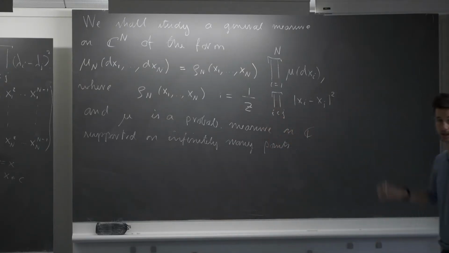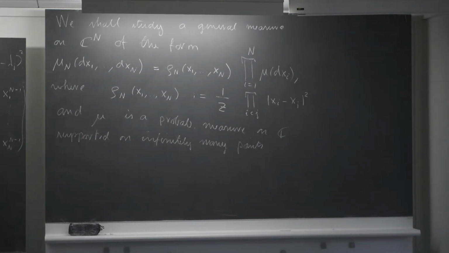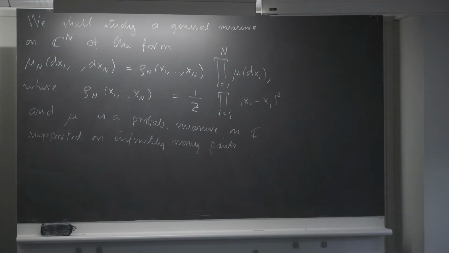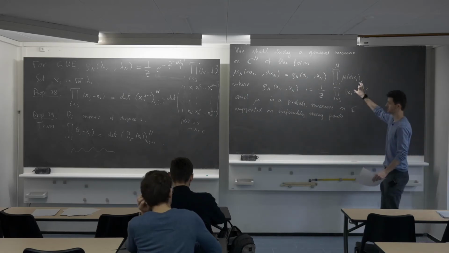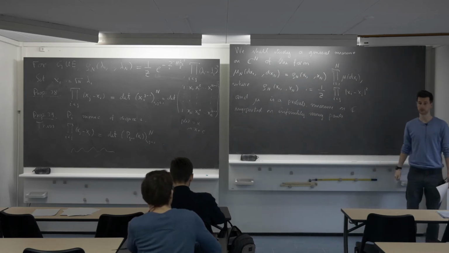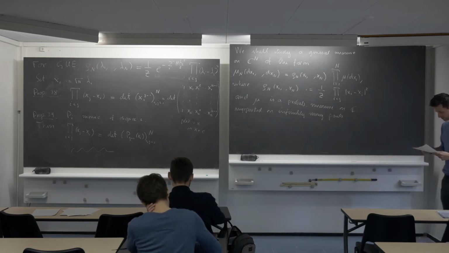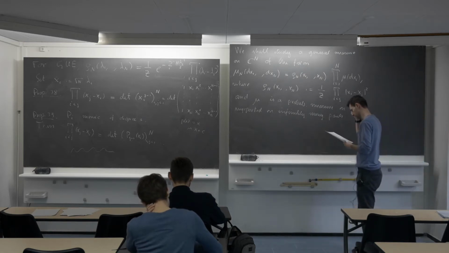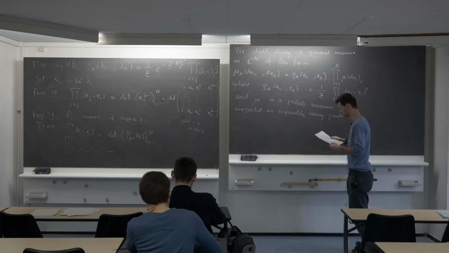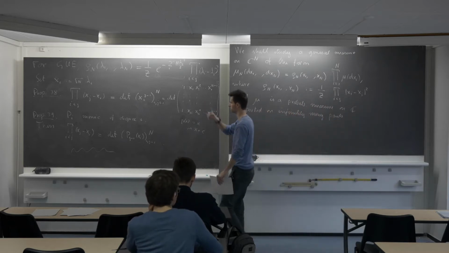Okay, so this is the setup with which we are going to be working today, and also a bit on Thursday. So this is the general structure, and these kinds of measures play a very important role in random matrix theory. They lead to so-called determinantal point processes, which we are going to see today. So let me just review what this proposition 39 says.